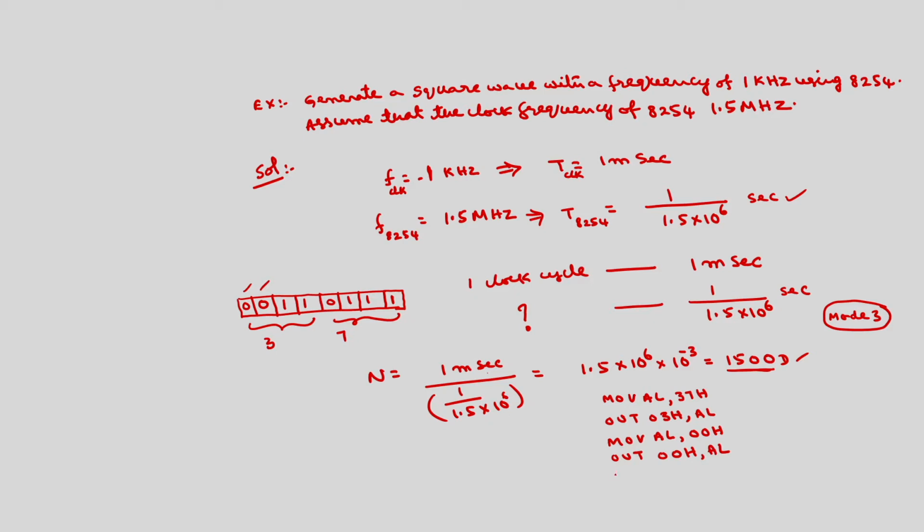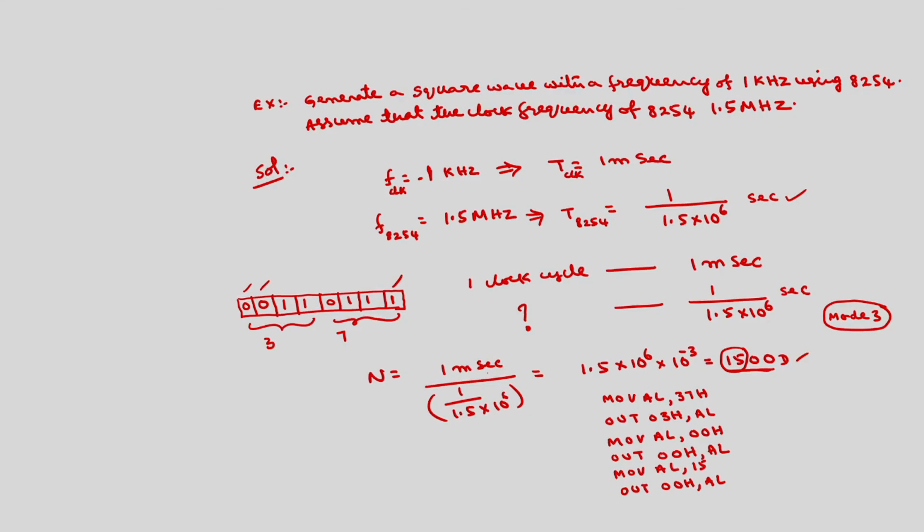Then you load move AL comma the higher order 8 bits of the count, which is 15, then out 00H comma AL. Here we give 15, because you have set this as a BCD counter. 15 will not be taken as hexadecimal, it will be taken as decimal. Okay. Now we have loaded this, so we just have to jump here itself.